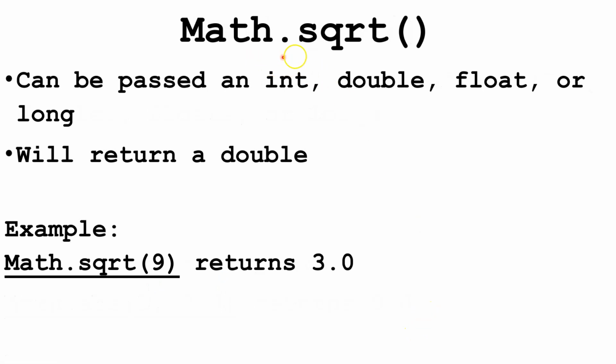Next, we have Math.sqrt. You can pass either an int, a double, a float, or a long. Math.sqrt will always return a double no matter what data type you send it. Let's look at this example. Math.sqrt, and we're sending the argument an int 9, and it will return 3.0 because 3 is the square root of 9.